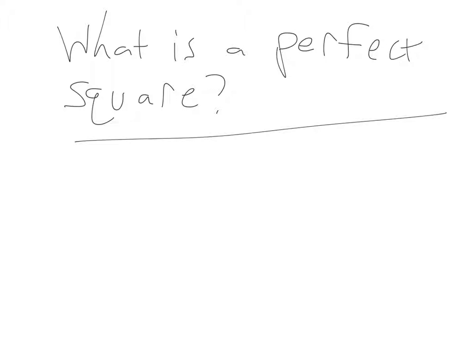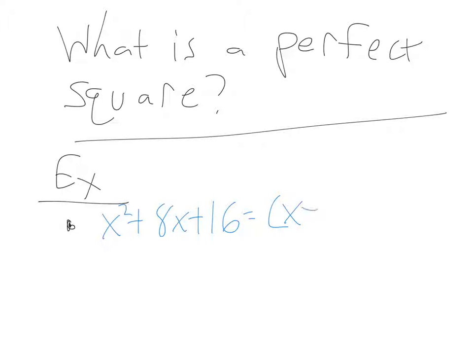Alright, before we go over completing the square, we need to answer the question, what is a perfect square? A perfect square, I'm going to give you some examples, would be like x squared plus 8x plus 16, because that can be rewritten as x plus 4 times x plus 4 if you factor it, which can be rewritten as x plus 4 squared.